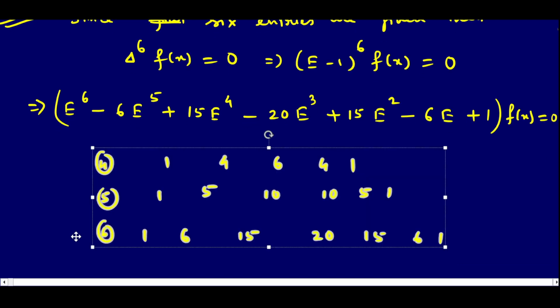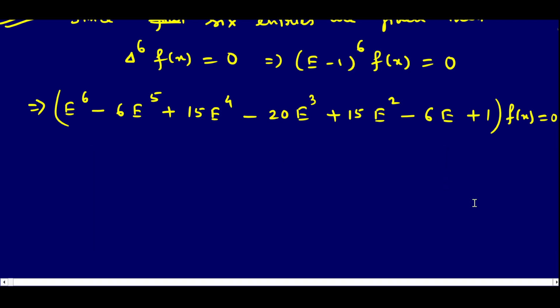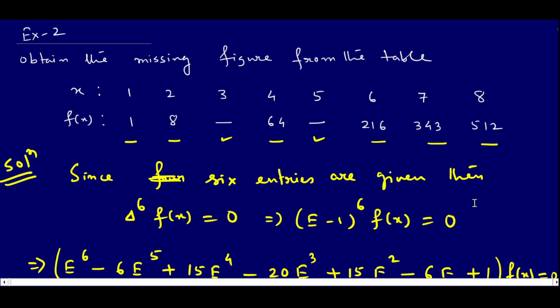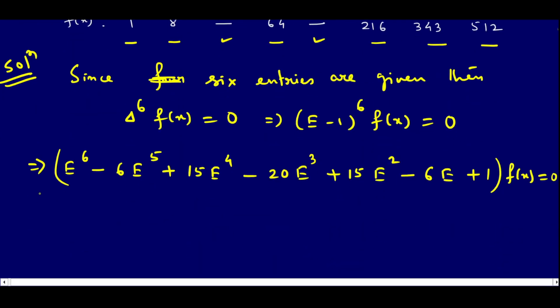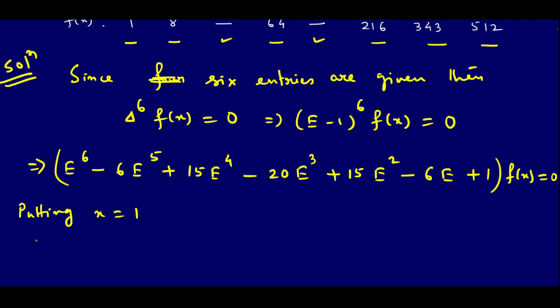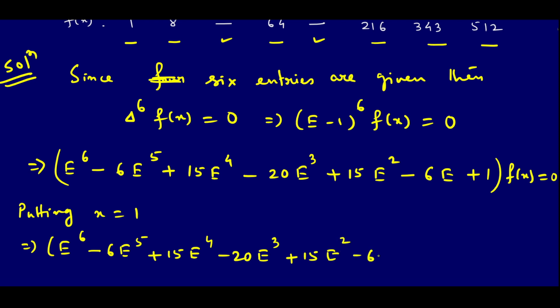Now, since here there are two missing terms, what I said in the last problem was that since there was one missing term, we put x equal to 1. But here there are two missing terms, so we have to put x equal to 1 first and then x equal to 2. Putting x equal to 1, we get e to the power 6, 6 e to the power 5, 15 e to the power 4, 20 e cube plus 15 e square, 6e plus 1, then it will become f of 1.